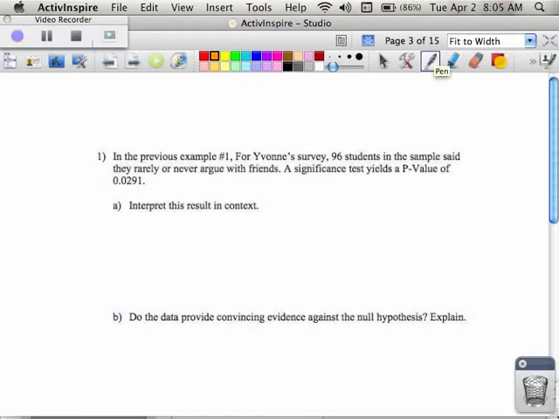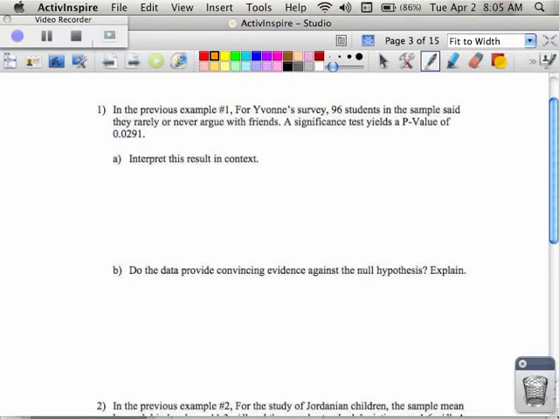I look at these questions here, and they give me some information. In our previous example, when Yvonne was talking about the students who argue with their friends, 96 students in our sample said they rarely or never argue. The significance test says that the p-value is 0.0291. Let's interpret this in the context of the problem.